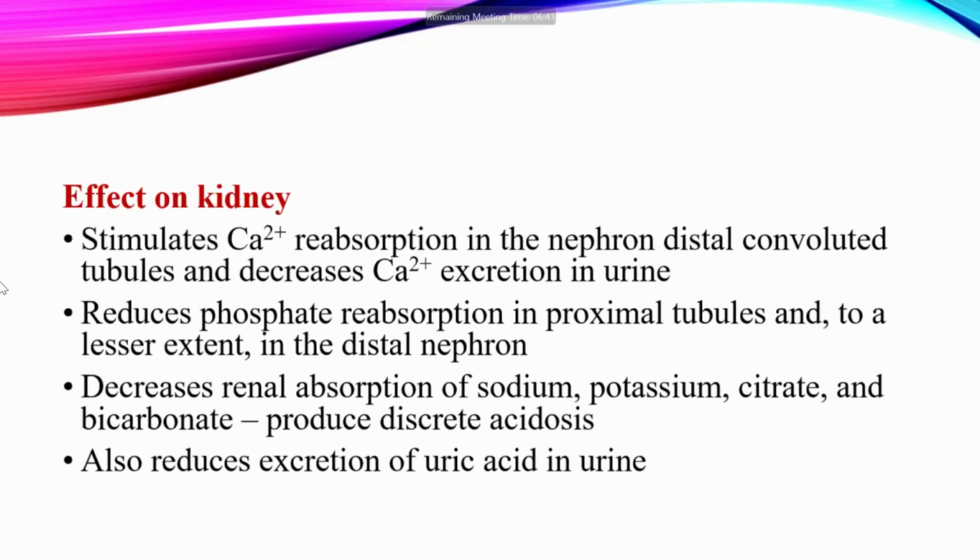And apart from that, parathyroid hormone reduces phosphate reabsorption in the proximal tubules and, to a lesser extent, in the distal nephron. So it inhibits the reabsorption of phosphate in the proximal tubules. This parathyroid hormone also reduces the renal absorption of potassium, citrate and bicarbonates, which generally produces a discrete acidosis. Apart from that, it also reduces the excretion of uric acid in the urine.